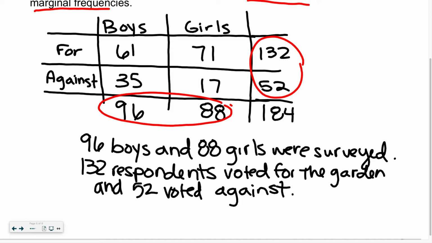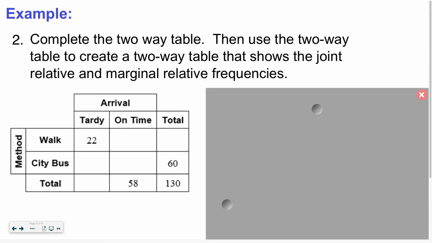Questions? Okay, try filling in number 2. It says complete the two-way table on the left. So fill in the blanks. You're doing a little bit of math. That part I think is fun. And then we're going to use the two-way table to create another two-way table that shows the joint relative and marginal relative frequencies.